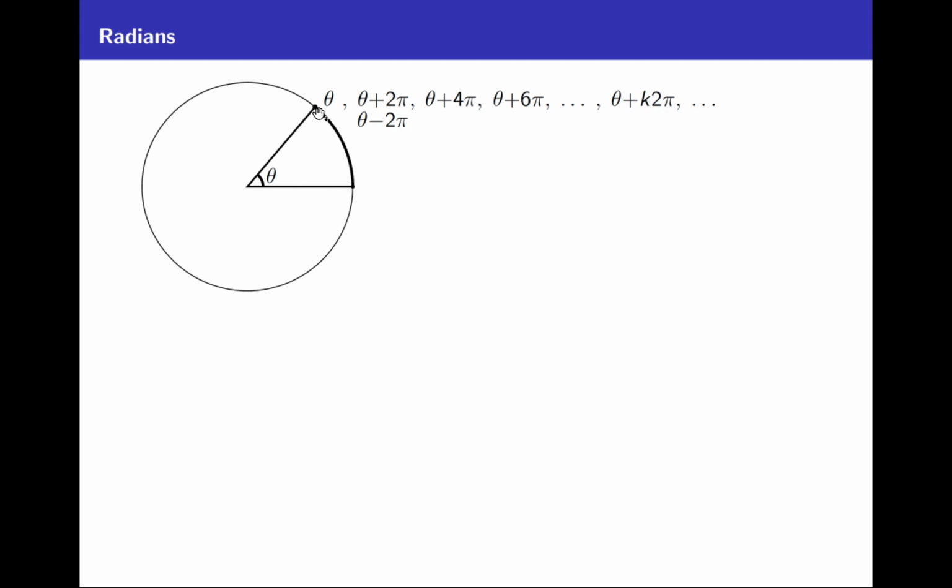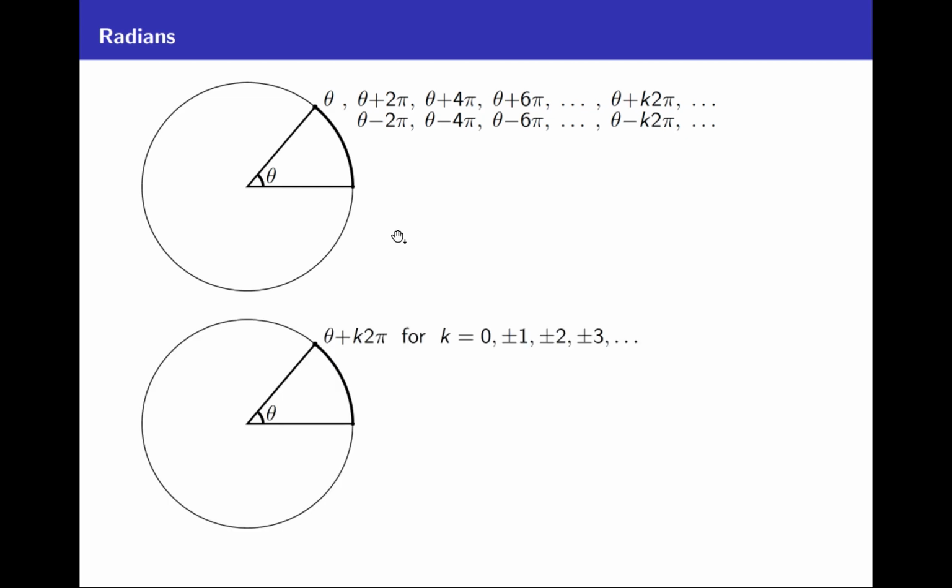On the other hand, from theta, you could go backwards, negative 2 pi, taking one lap around the circle backwards to get to theta minus 2 pi. And you could keep going around backwards, taking laps around the unit circle, theta minus 4 pi, theta minus 6 pi, and in general, theta minus k times 2 pi. You're taking k laps around the unit circle backwards. All of these different numbers, there are infinitely many numbers here, represent the same point on the unit circle, although they're different radian measures. And this happens, again, because you can go around the unit circle as many times as you want to.